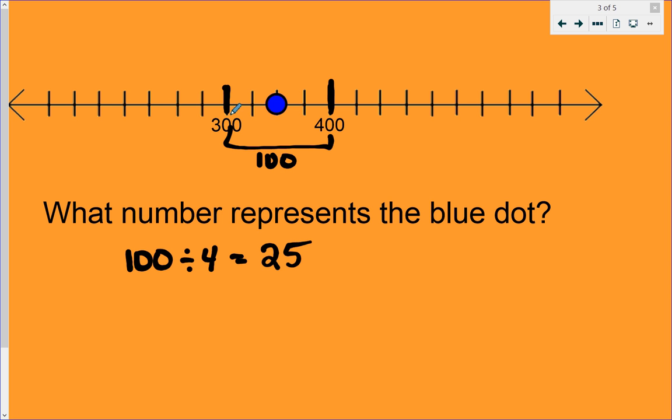So when I look at my numbers, this would be 325, this would be 350, this would be 375. So the blue dot would be represented by 350, because I have 100 between here, broken down into 4 sections, 1, 2, 3, 4. That means each of those sections has to be worth 25.